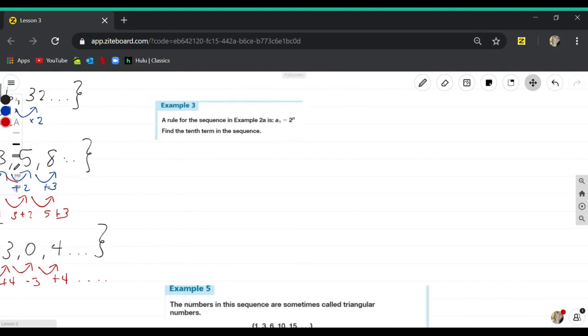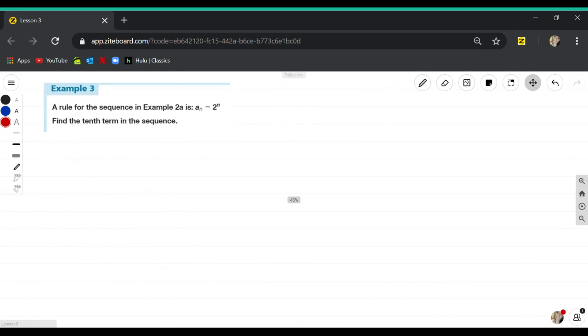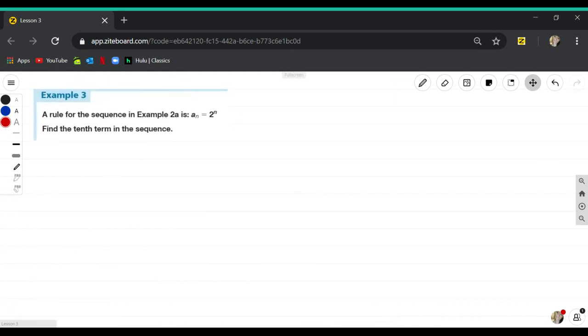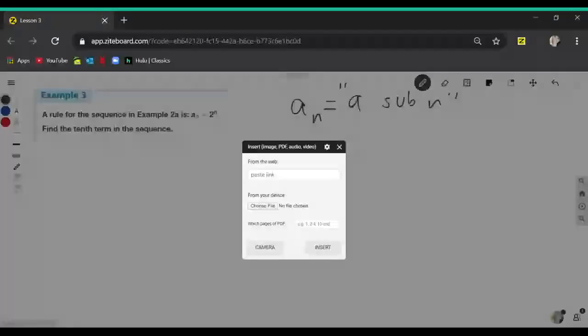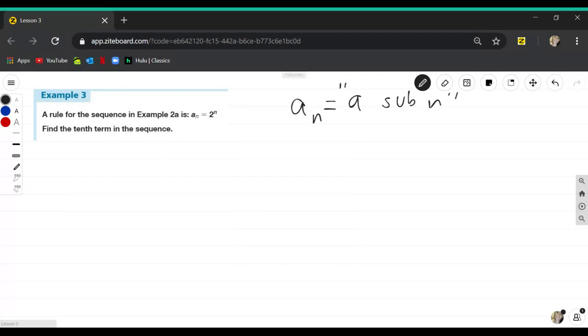Take a look at another example. It says a rule for the sequence in example 2a is a sub n. That's how you read it: a sub n is equal to 2n. So then it's asking us to find the 10th term in the sequence.